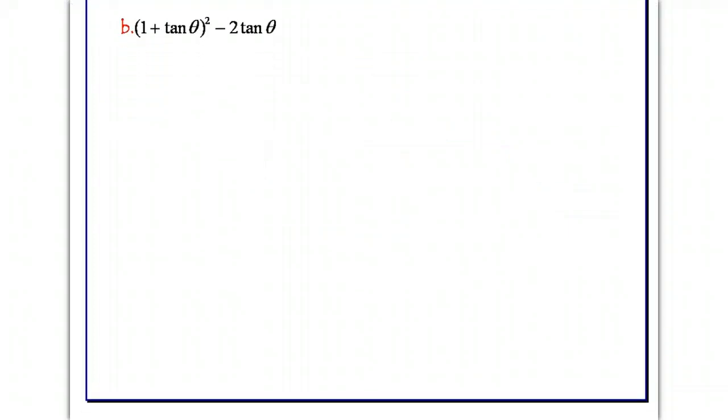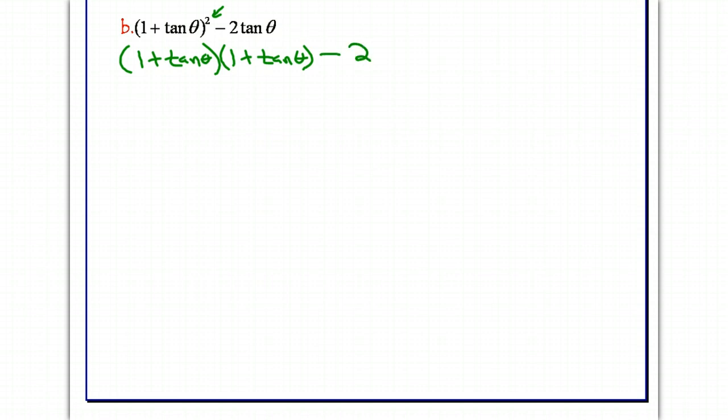Next one. Same kind of thing. The indicated operation here, guys, is squaring this out. And hopefully you remember FOIL. So I've got 1 plus tangent of theta. I hope no one was groaning. 1 plus tangent of theta, because it's 1 plus tangent of theta squared. So I write that twice. Minus 2 tangent of theta. Okay, I'm going to FOIL this out.